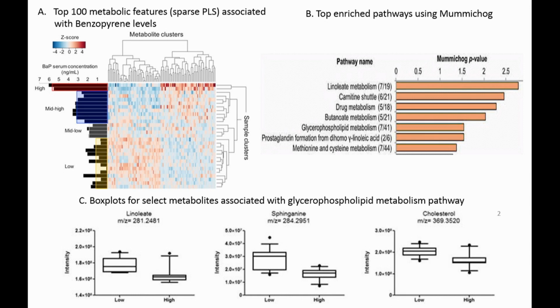And then we were able to cluster these subjects into 4 different clusters based on the benzopyrene exposure level, and we categorized them into high exposure and low exposure. And then here are some examples of endogenous metabolites that were different between the low exposure group and the high exposure group: linoleate, sphingosine, and cholesterol. They all had lower abundance levels in subjects that had higher benzopyrene exposure. And we were also able to identify a set of metabolic pathways that are perturbed in response to benzopyrene exposure.